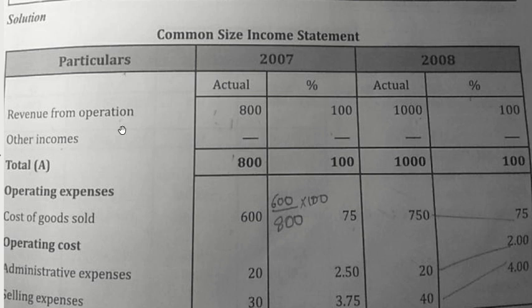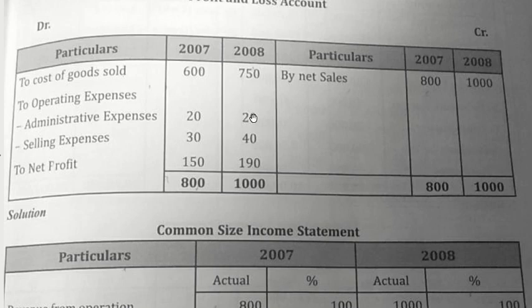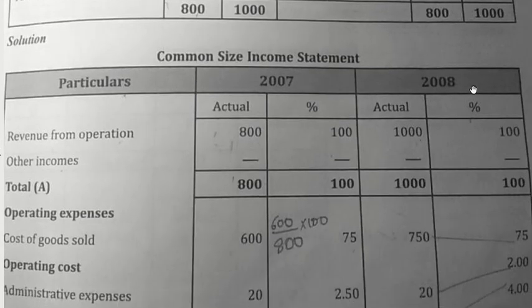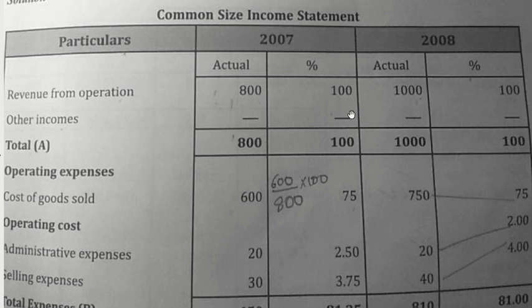Revenue from operation, you will always start with the revenue, which is nothing but your sales. What is your sales? They have given 800 in the year 2007, and in the year 2008 they have given 1000. So write the amount as it is, 800,000. Now the percentage. In a common size income statement, your sales, that is your revenue from operation, will always be shown as 100%. Every other figure is shown as a percentage of sales. So you always consider this to be 100%.